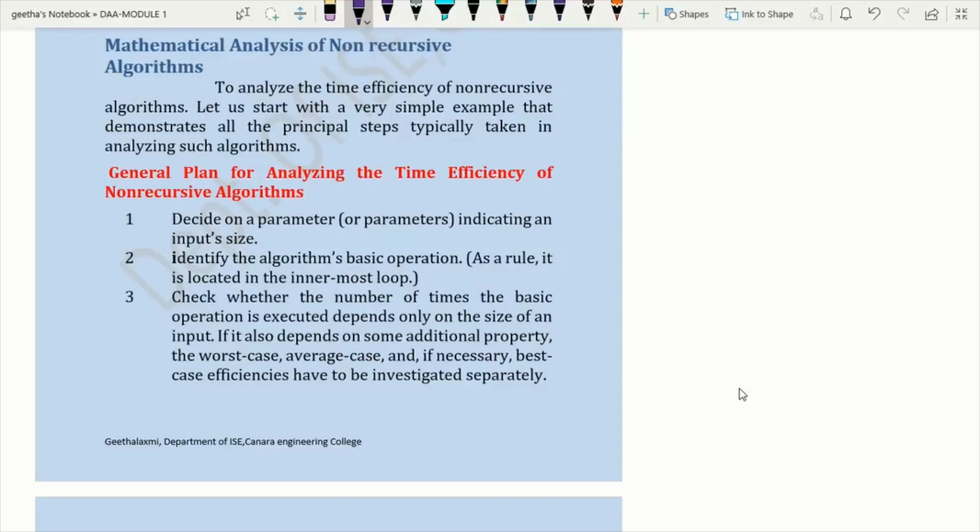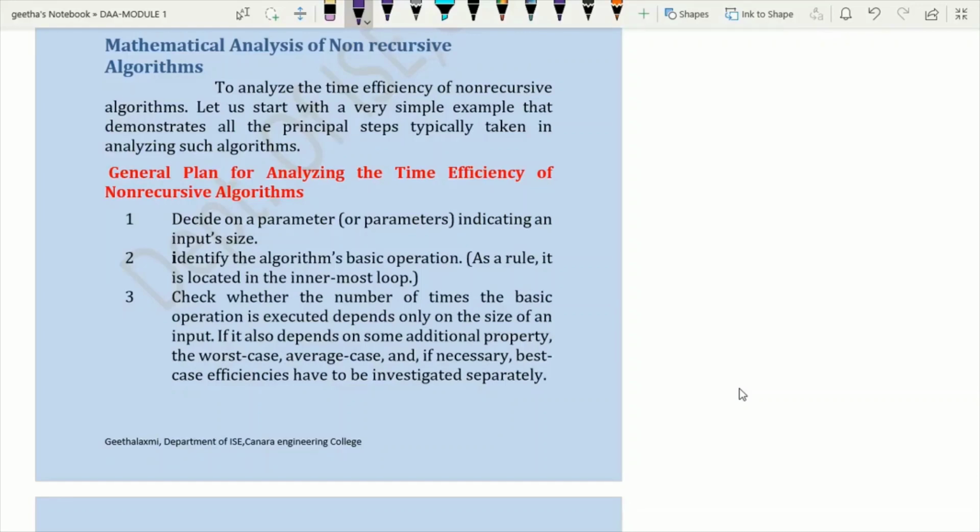Hello everyone, in this video lecture let's understand mathematical analysis of a non-recursive algorithm by taking an example. Before taking an example, we'll see the general plan for analyzing the time efficiency of a non-recursive algorithm. Mathematical analysis is used to find the time efficiency.